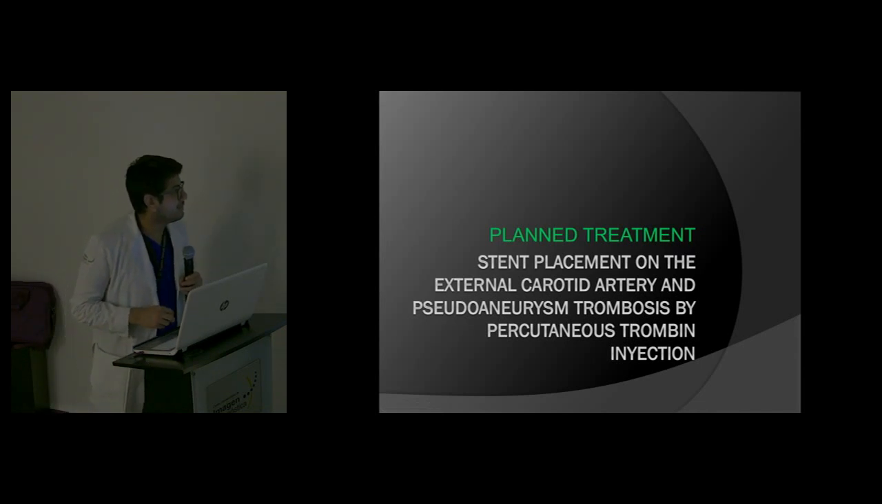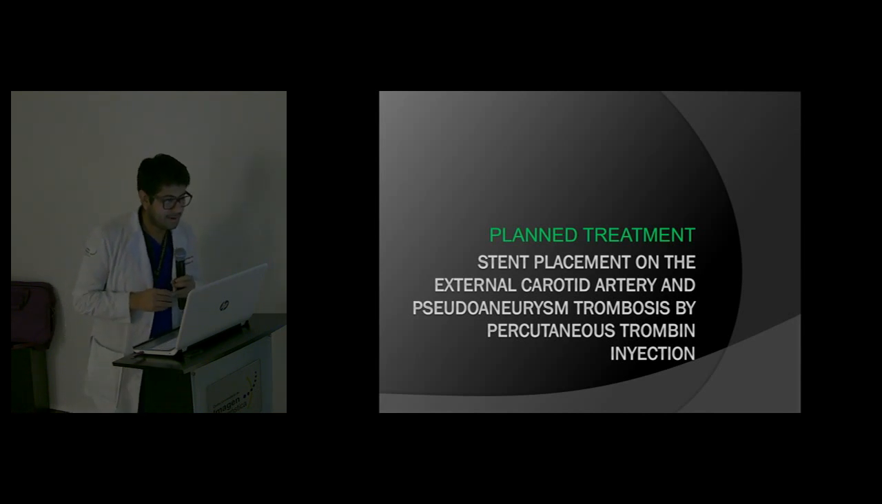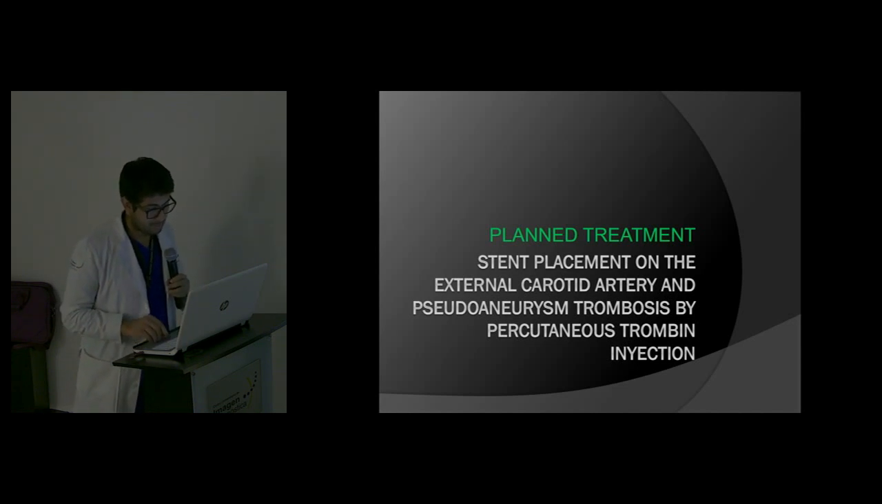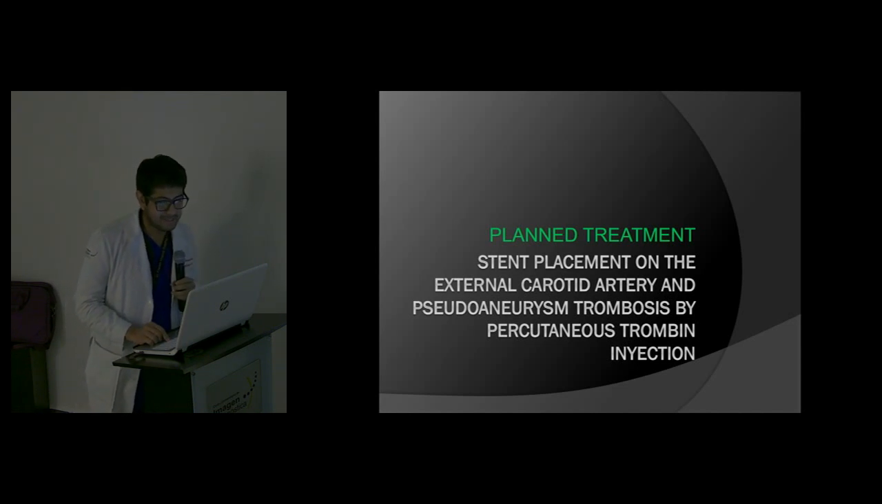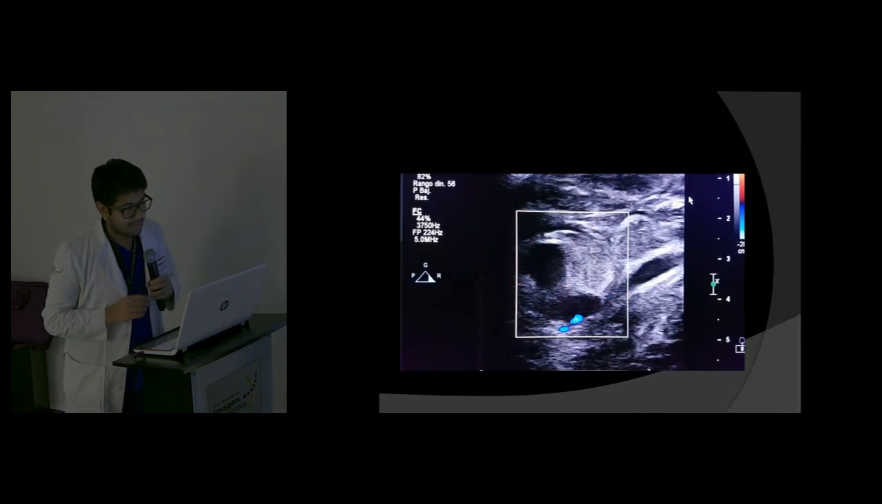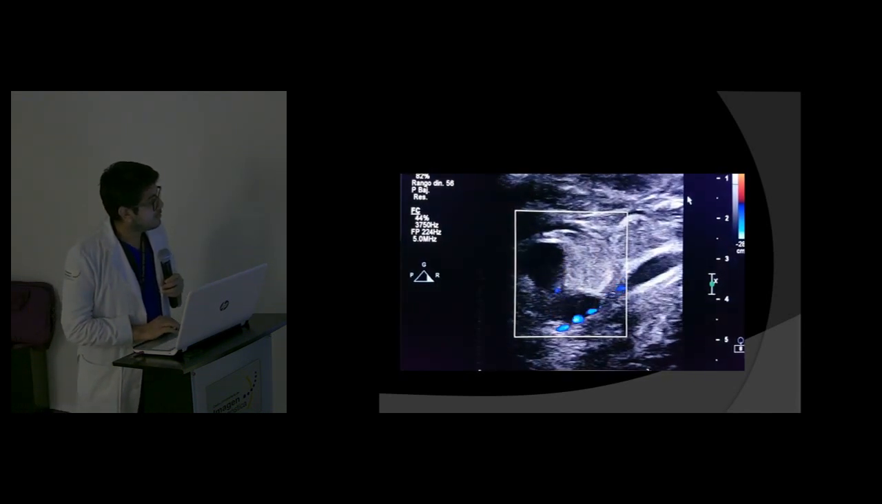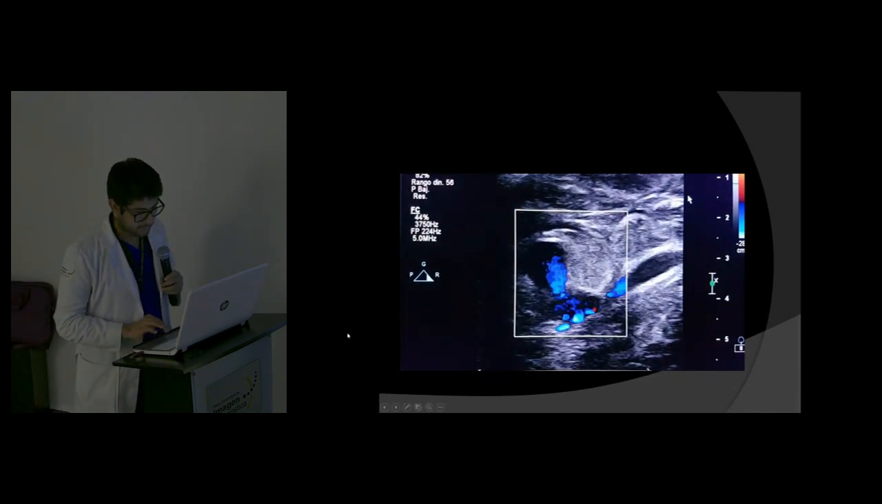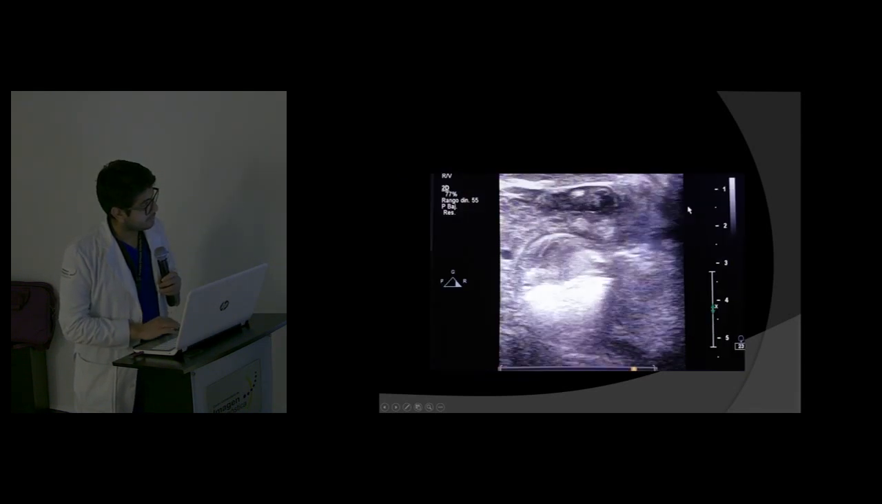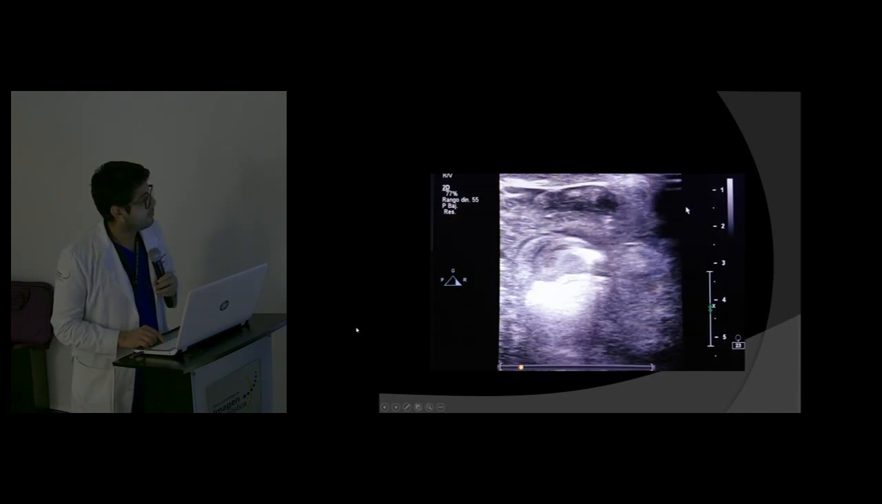Now, after these findings, the planned treatment was a stent placement in the external carotid artery and pseudoaneurysm thrombosis by percutaneous thrombin injection. In this video we can see the percutaneous thrombin injection on the aneurysm shows thrombus formation, and there is no more flow after the percutaneous thrombin.